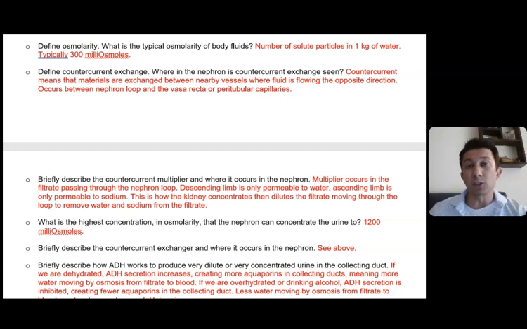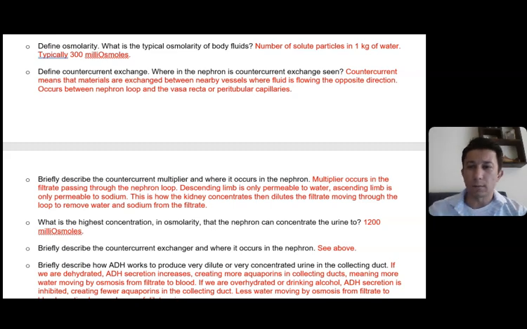This allows very efficient exchange between the nephron loop and nearby blood vessels, so that when water and sodium are pulled out of the nephron loop, for example, they can be picked up very quickly by the bloodstream and transported to where they're needed in the body. So countercurrent simply means that materials are exchanged between nearby vessels, which could be blood vessels or kidney tubules, where fluid is flowing in the opposite direction. Typically we see countercurrent exchange happening between the vessels of the nephron loop, that is the descending limb and the ascending limb, and the vasa recta or the peritubular capillaries nearby, to reclaim the substances that are pulled out of those.